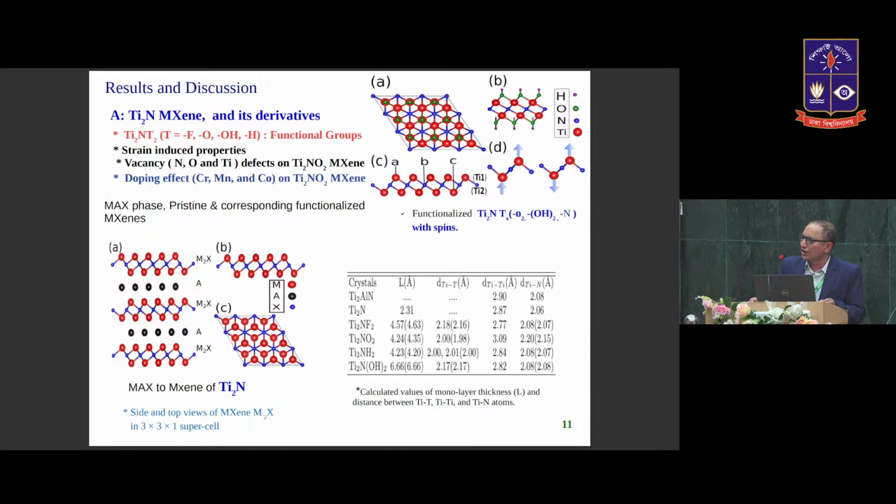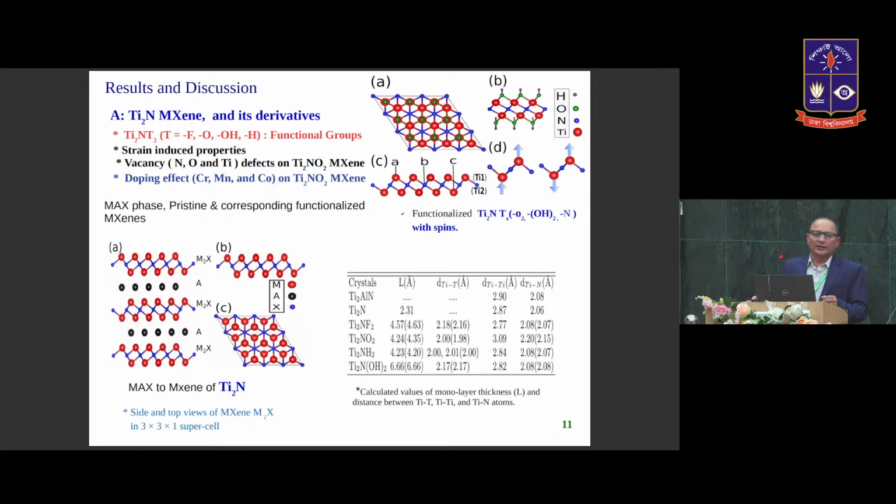After this, we observe these values. The values in the parentheses are either experimental or previously calculated values. After calculation, we conclude that our material is very stable. Ti2N is stable, and the others are also stable: Ti2NF2, Ti2NO2, all are stable. But when we look carefully, the Ti bonds in Ti2NO2 are much stronger, much larger than those of the others.